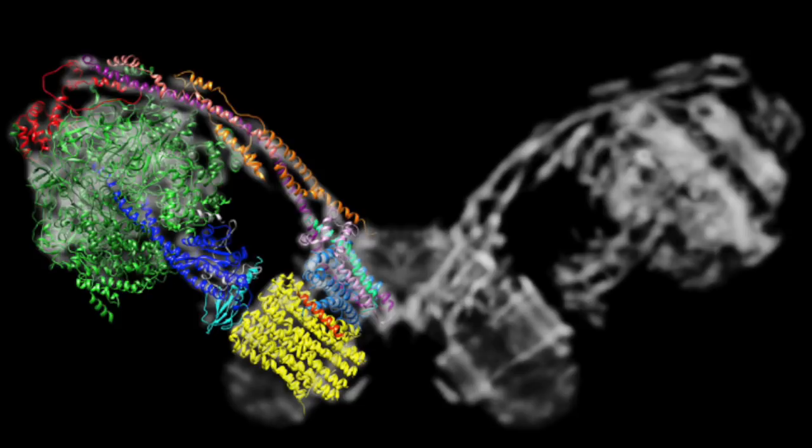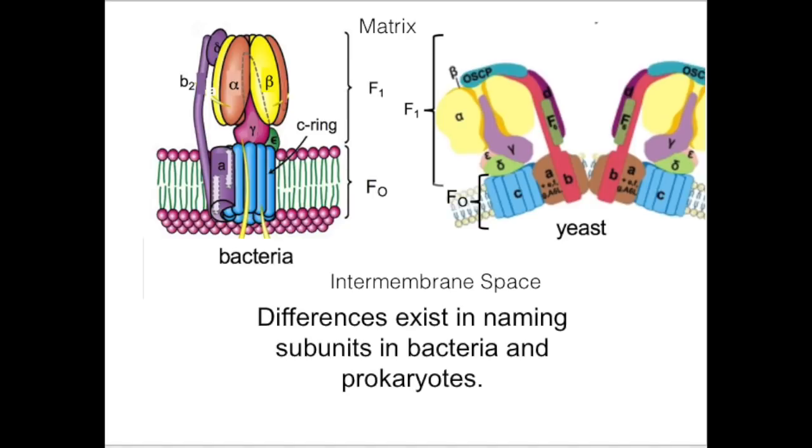Let's take a look at the individual subunits that are found in ATP synthase. Unfortunately, there's a discrepancy in the naming of subunits between bacteria, which is a prokaryote, and eukaryotes. This diagram shows bacterial structures on the left and eukaryote yeast on the right. In this lecture, we're going to be using the naming that's seen in eukaryotes. And in this diagram, the matrix is shown at the top of the slide and the intermembrane space is shown at the bottom.